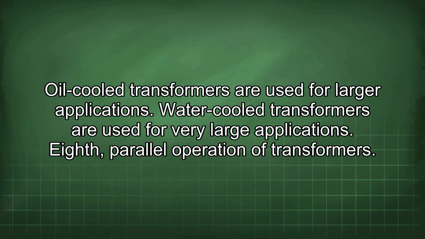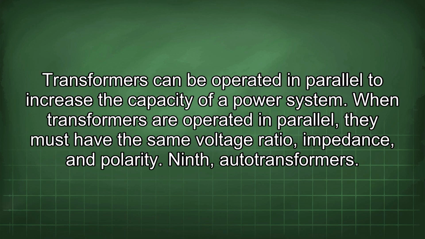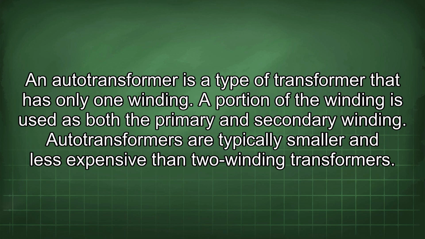Eighth, parallel operation of transformers. Transformers can be operated in parallel to increase the capacity of a power system. When transformers are operated in parallel, they must have the same voltage ratio, impedance, and polarity. Ninth, autotransformers. An autotransformer is a type of transformer that has only one winding. A portion of the winding is used as both the primary and secondary winding.